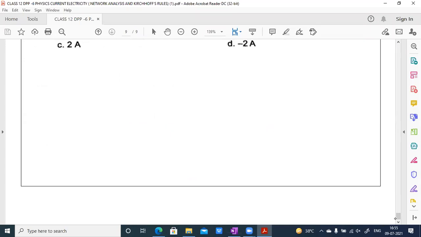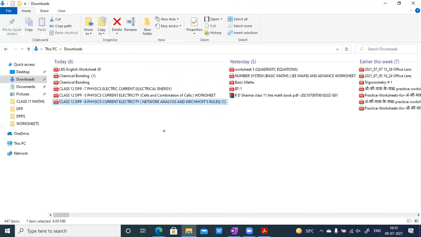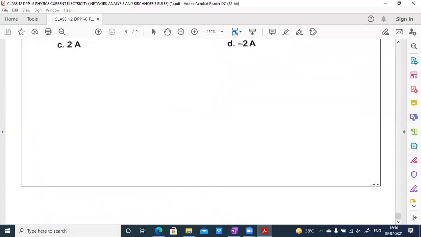Okay. Next is... This is done: circuit, cell and combination of cells. We didn't do questions from here. What was the last topic we did? Rated power.